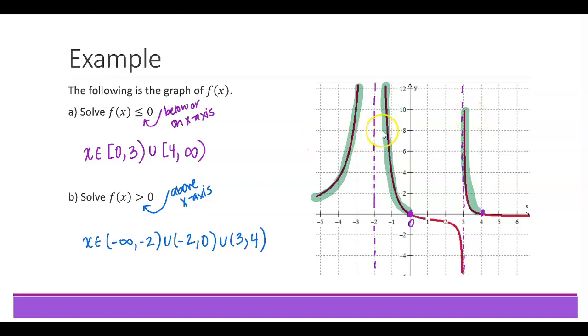So at any vertical asymptote location, there are no y values there, so I can't include those in terms of my x values. There's no corresponding y value, then I can't say that at that x value, my y value is above the x-axis. So I have to use those open parentheses around any x value where there is a vertical asymptote.